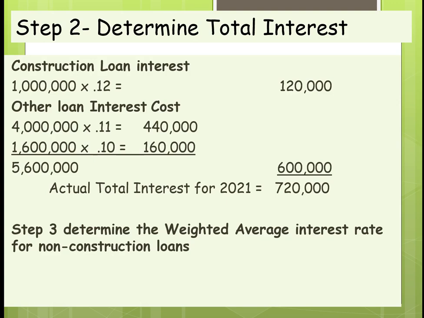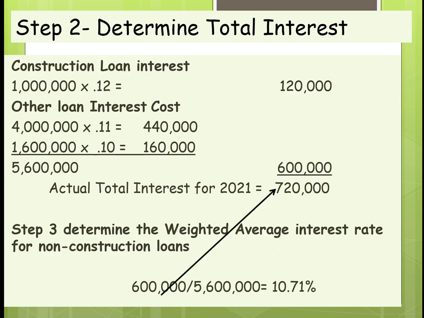Now we have to determine the weighted average interest rate for non-construction loans. And what we're going to do there is we're going to take the $600,000, which is the interest associated with the non-construction loans, divided by the total non-construction loans, which gives us an average rate of 10.71%.